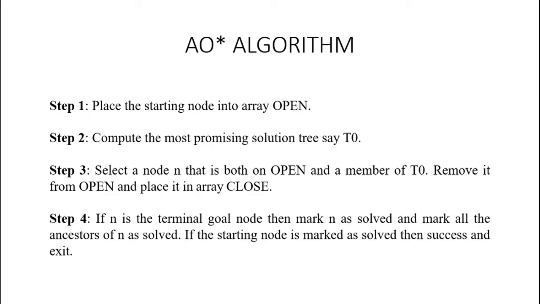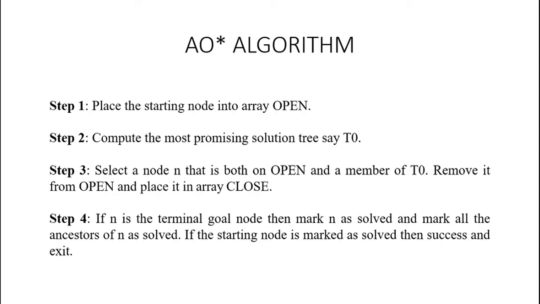The algorithm first places the starting node into the array open. Then it finds the most promising solution tree, say T0. Then it selects a node n that is both in the array open and a member of the subtree T0. It then removes it from the array open and places it in the close array.